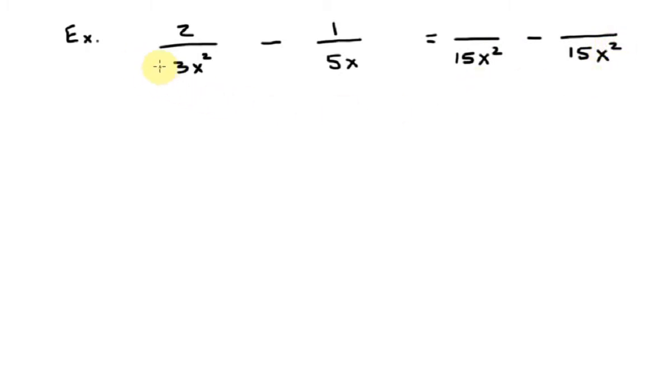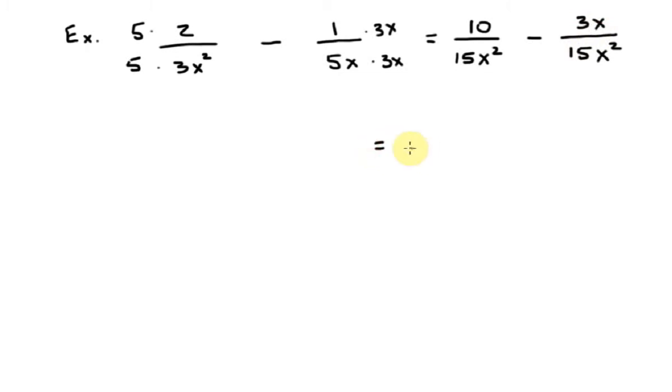So what would I do with this guy? Well, I'd have to multiply the top and bottom by 5. Okay, that's not too bad. That's building up 15x squared, and on the top I'd have 10. Okay, and over here, well, I got to multiply the top and bottom by 3x. So this would just be 3x times 1, or 3x.